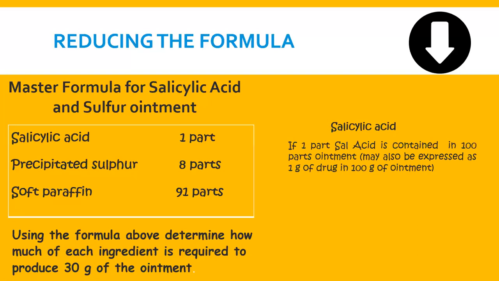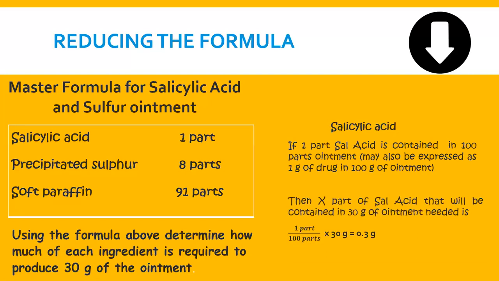If 1 part of salicylic acid is contained in 100 parts of ointment, which may also be expressed as grams, we will then say 1 gram of drug, or 1 gram of the salicylic acid, is going to be contained in 100 grams of the entire ointment.